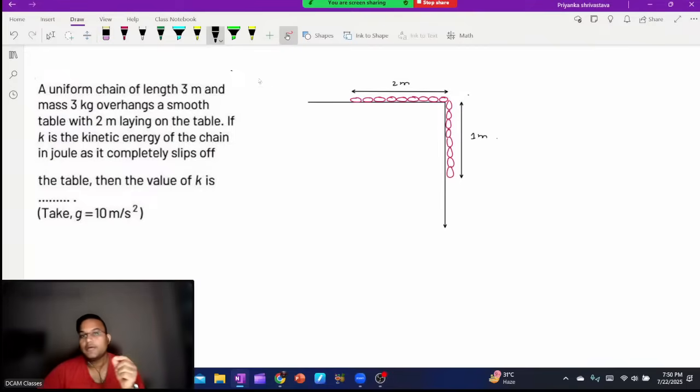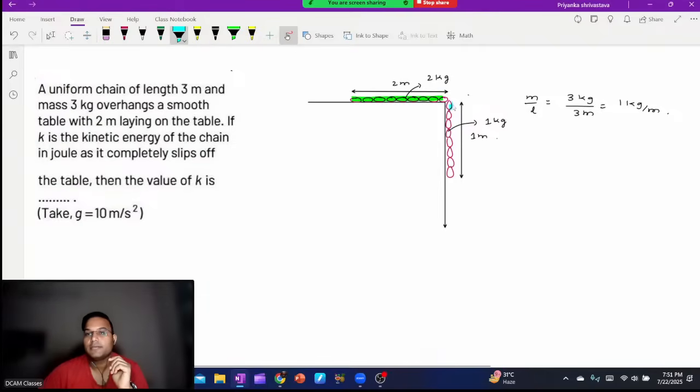Now here, if you want to find the mass of this upper part, how will you find it? You have to take mass per unit length. Total mass is 3 kg divided by 3 meter, so it will be 1 kg per meter. So for 1 meter, the mass is 1 kg. For 2 meter, this is 2 kg. And this mass is 1 kg. Did you understand how you take the masses?